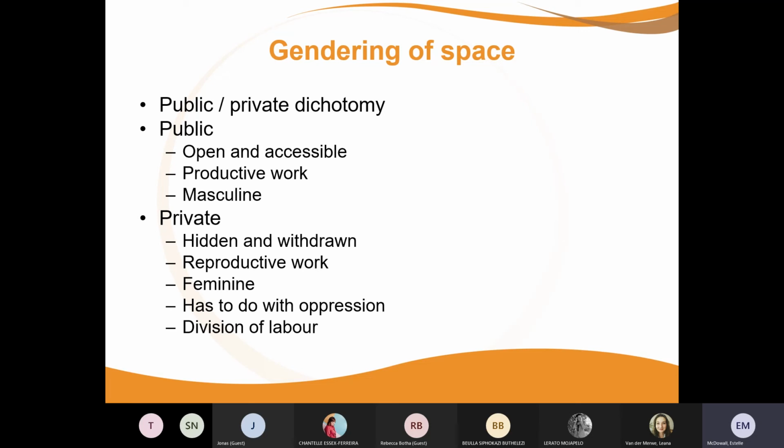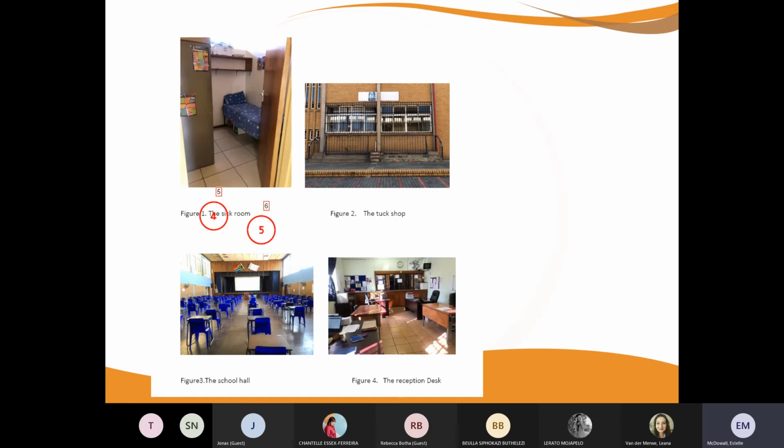And those spaces have to do with oppression. So for instance, in the division of labor, women are typically supposed to look after children, and that is a site of oppression, and the spaces that they act in are feminine spaces. This was a really good example in terms of the gendering of spaces.